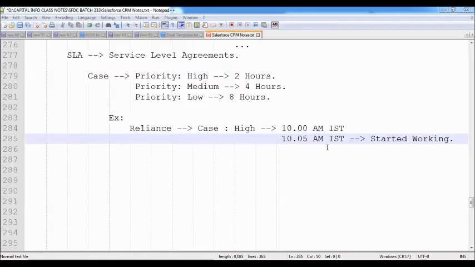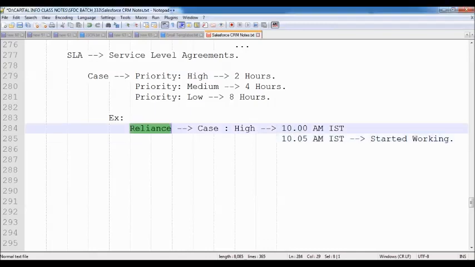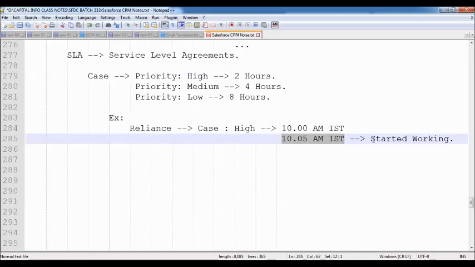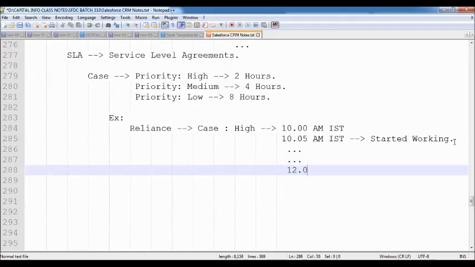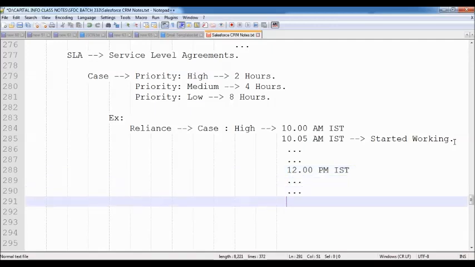So whenever the Reliance people raised the complaint at 10 o'clock, which is a high priority case, there is a major problem in the product. Immediately at 10:05 a.m., one of the service persons from GE started working on this case. He keeps on working on it. Now the time is 12 o'clock. That means 2 hours are over, and within these 2 hours they have to resolve it. But still, the service person is working on the problem and is unable to resolve it.